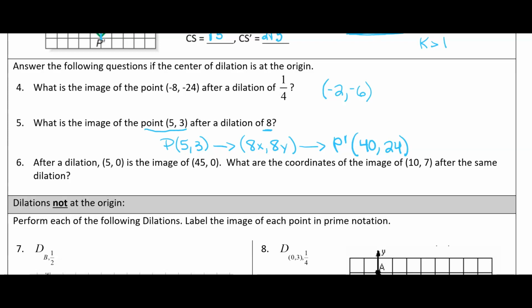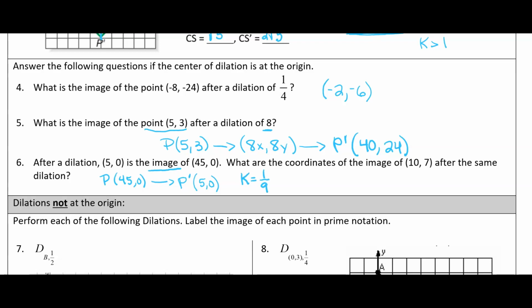Now, question 6 is when things can get a little bit hard if you're not paying attention to directions. It says after a dilation, 5, 0 is the image of this. So P would have been 45, 0. Something happened to it, and then P prime is 5, 0. So what happened to that point? Well, if we go from 45 to 5, you can quickly figure out that we divided by 9. So the scale factor is going to be 1/9.